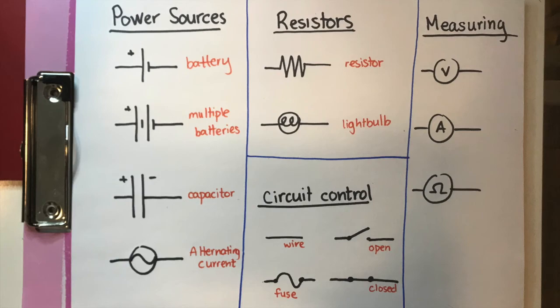We have our two types of resistors. We have the light bulb and the everything else. In general, the resistor symbol is going to be the sawtooth for any type of resistor. We have our elements that control the flow of current, like a wire, an open switch, and a closed switch. We're going to save this symbol for when we talk about fuses on Wednesday. The purpose of a fuse is to protect a circuit. And then we have our measuring tools, voltmeter, ammeter, ohmmeter.